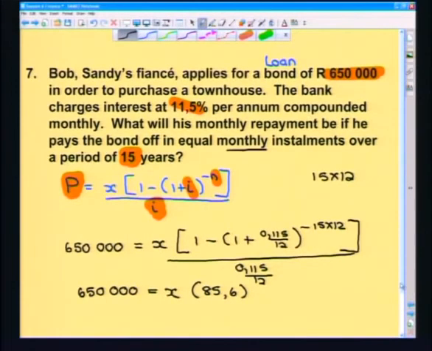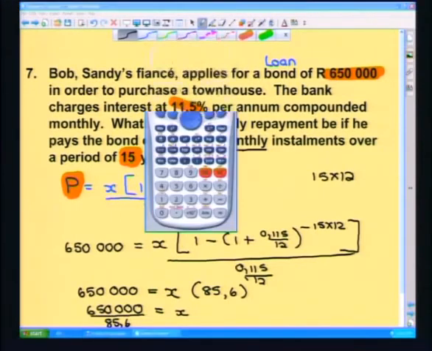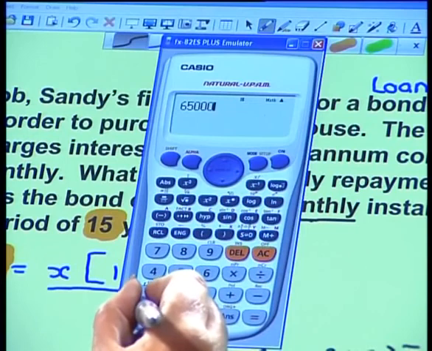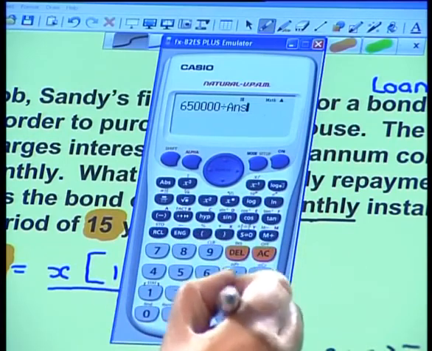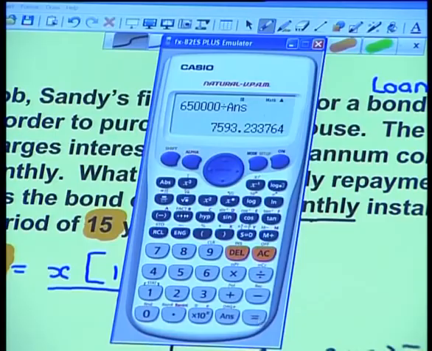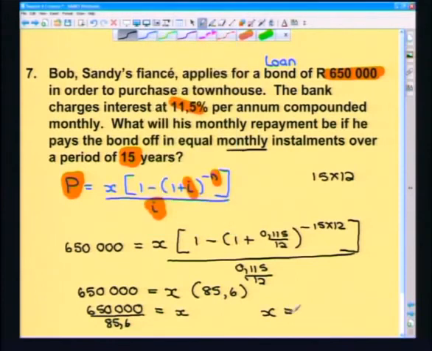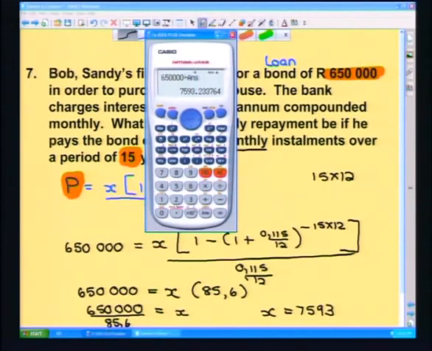Right, so now we're in a position where we have to find the x amount. So what I'm going to do now is divide the 650,000 by the 85.6. Let's pull up the calculator. We've already got that in there. So all we have to do is go 650,000 divided by the answer, equals, and I find that I have to pay 7,593.23.